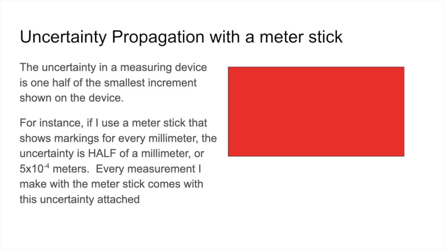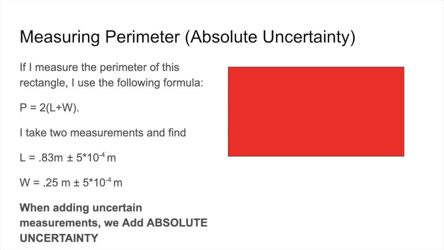Every time I take a measurement with a meter stick, it's going to have that amount of uncertainty built into it. So what if I wanted to use a meter stick to measure the perimeter of a rectangle? Typically, you measure the length and the width of the rectangle, and then do a little math to find the perimeter. You add the length and the width together and then multiply by 2. So I've got some hypothetical measurements.